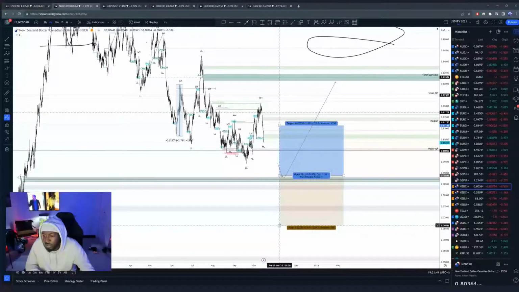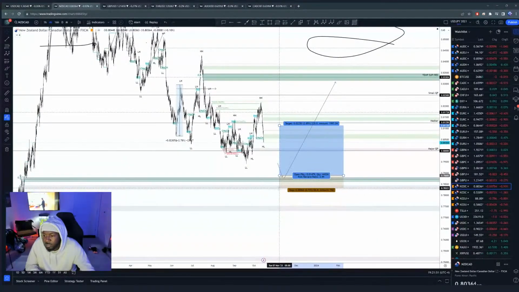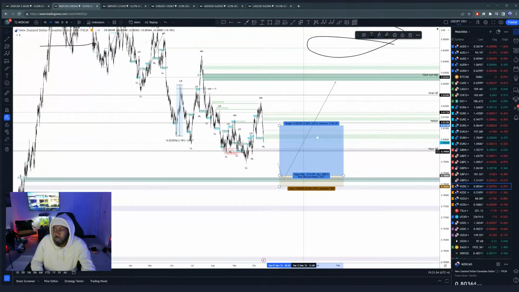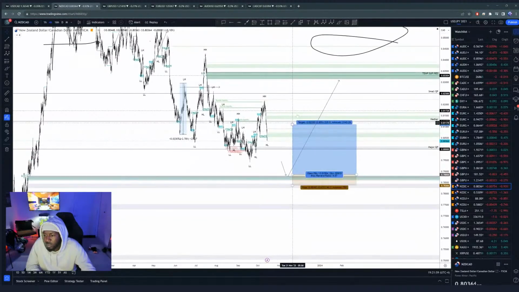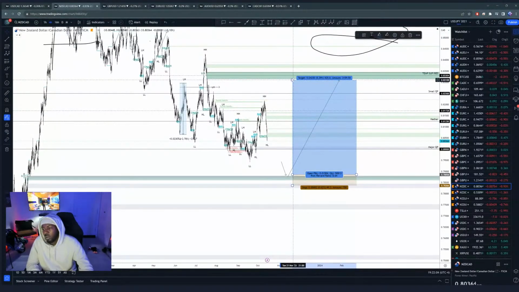It's going to be a good stop loss on this too, because we're probably looking at about a 50 pip stop loss, and we are going for about 400 plus pips. So you've got almost an 8 to 1, almost a 9 to 1 right here. So NZD something for y'all to watch.